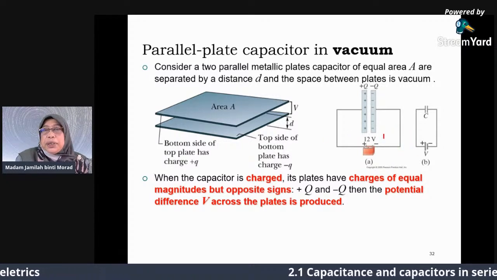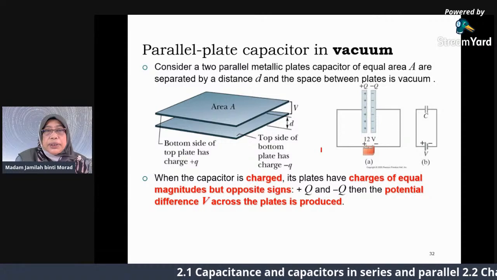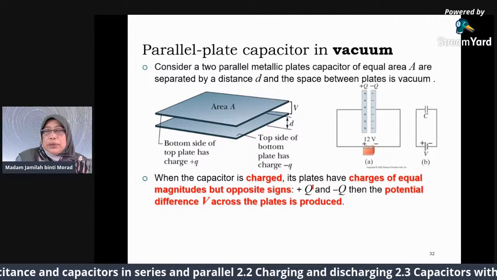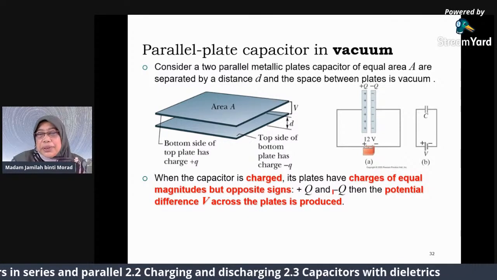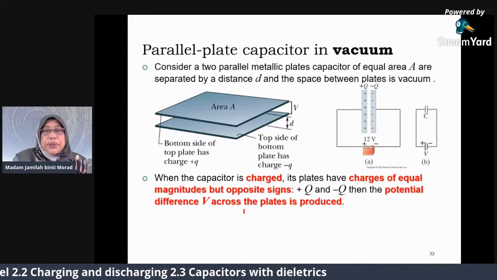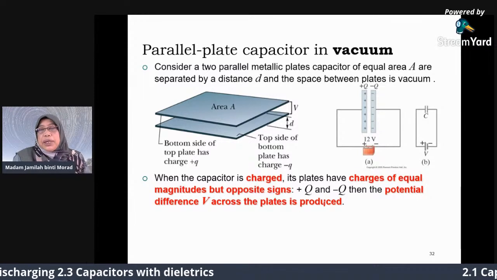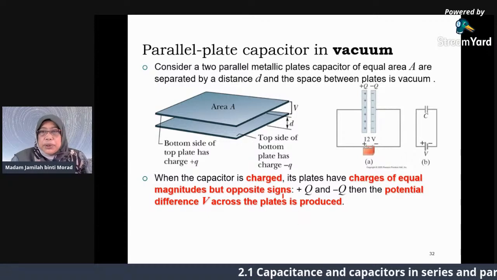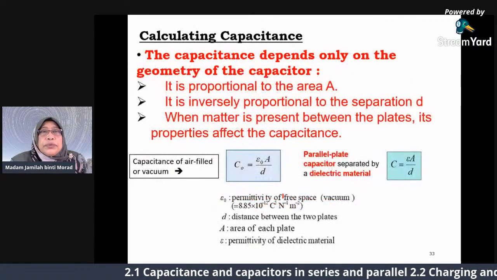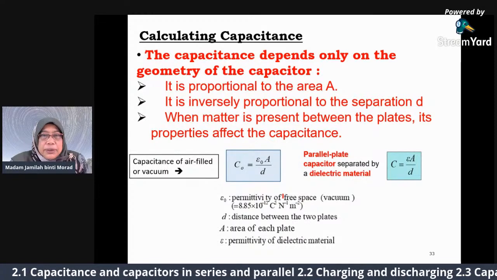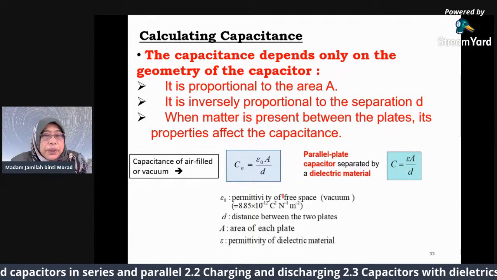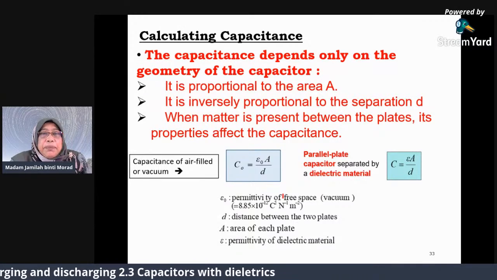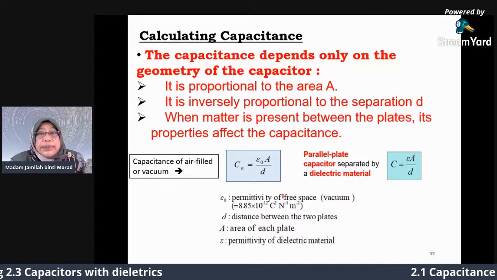Okay, so we have one capacitor here. The charged capacitor plates have charge of equal magnitude but opposite in sign. We don't talk about the zero charge. And a potential difference across the plates is produced. When we have positive and negative charge, there will be a potential difference between the plates of the capacitor. Calculating capacitance: just now I said capacitance does not depend on Q and V. So the capacitance depends on the geometrical factor when you design the capacitor.